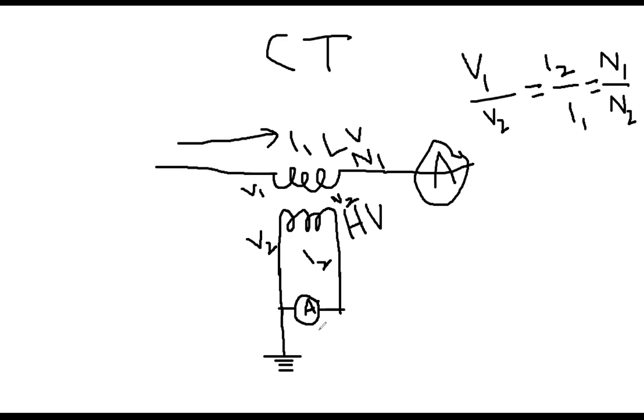Once you get the ammeter reading from here, to know the current in the actual line, you use this relationship: I2 over I1 equals N1 over N2. Then you get the current here. Do you understand what I said? Everybody is fine? Yeah, it makes sense to me. Yeah, we're good.